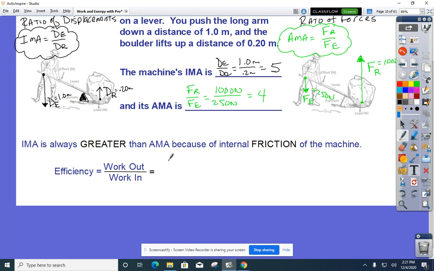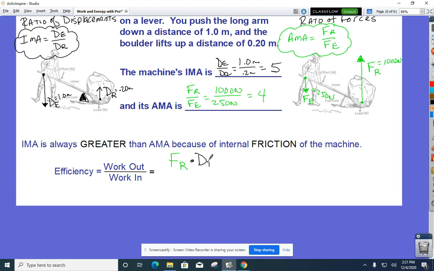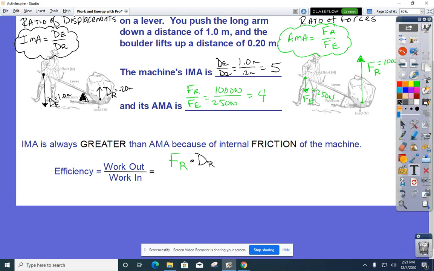Work out would be the resistance force multiplied by the resistance distance. And I'm going to go ahead and draw those using the color coding that we have up there. I'm going to divide that by the work in.